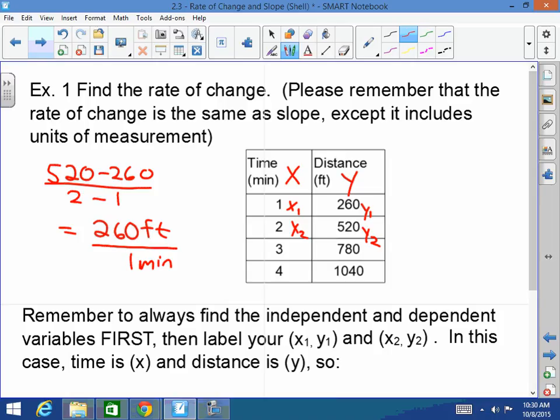So after 10 minutes, how far up would you be? 2,600 feet. Very good. Does that make sense, guys? That's what slope or rate of change tells you. It tells you your vertical change over your horizontal change. If I give you units like I very well did here, remember, we're still finding slope, but it's technically a rate of change because I must include the units. If you do not include the units in a rate of change, unfortunately it is half wrong because you have not included the units.